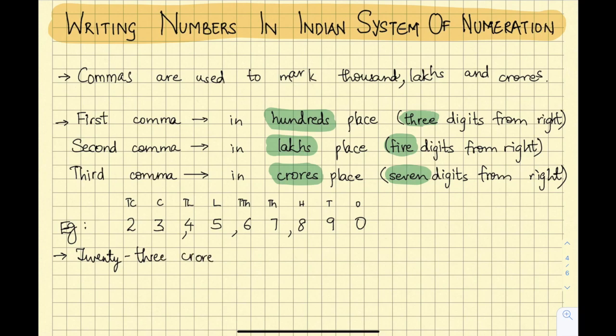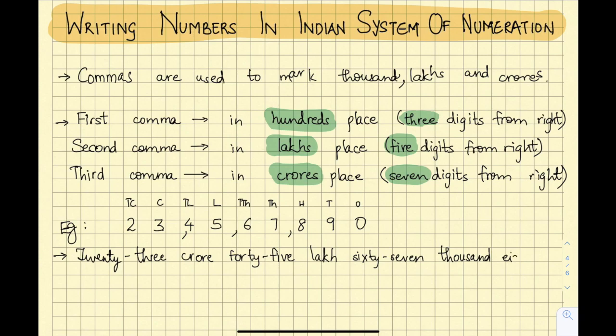Then you see in the group of lakhs and 10 lakhs, 45. So we write it as 45 lakh. In place of thousands you see 6 and 7. So we write it as 67,000. And ultimately in hundreds and ones you see 890.